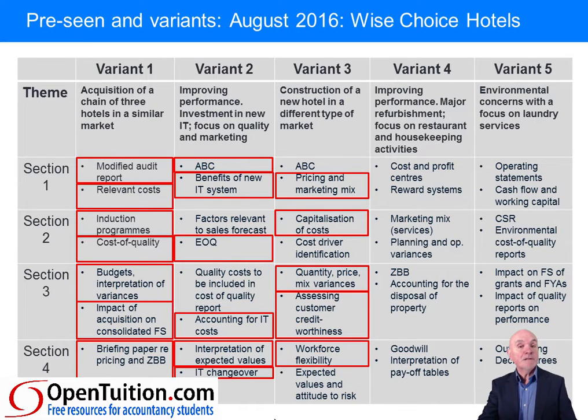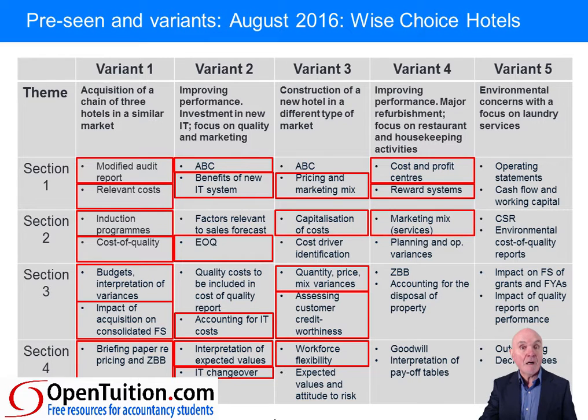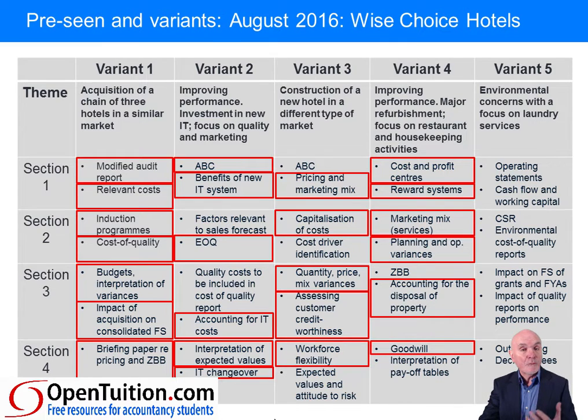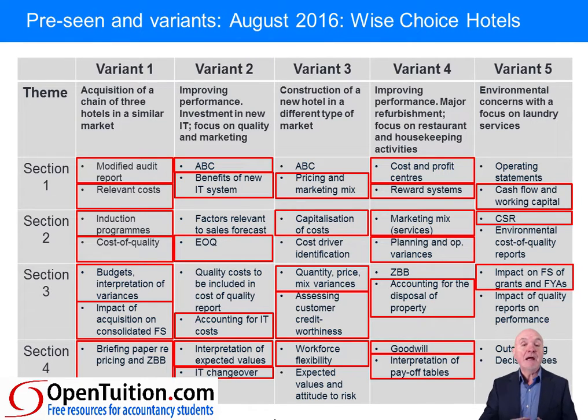How can we make use perhaps of a flexible workforce? Cost and profit centers, reward systems, marketing mix for services, explaining planning and operational variances, accounting for the disposal of property, goodwill, its nature, where it arises, how it will be displayed in the financial statements, interpretation of payoff tables, cash flow, working capital, corporate social responsibility, impact on the financial statements of government grants and the effect of first-year allowances, outsourcing of certain procedures or parts of the organisation, and decision trees.